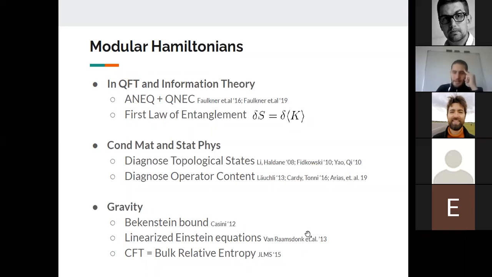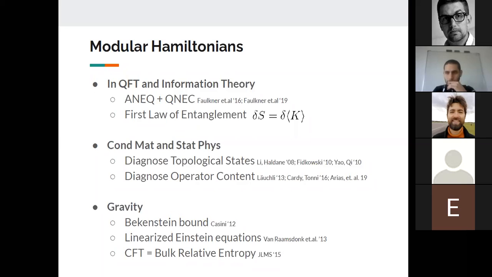Yeah, I wouldn't say strictly the modular Hamiltonian, but I would say that by using entanglement in the CFT, you can reach the linearized Einstein equation. So in a sense, you end up understanding that maybe gravity is emergent from these entanglement properties of the theory in the boundary. But at least that is my way to understand.